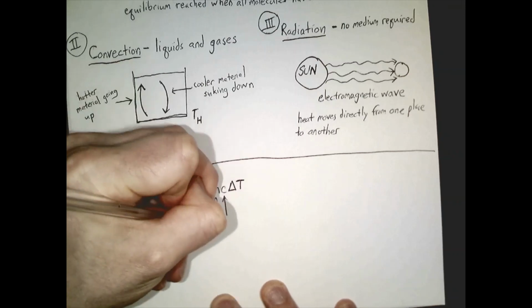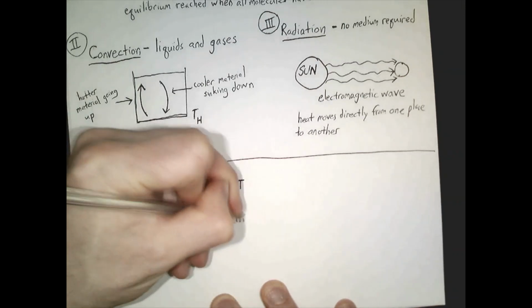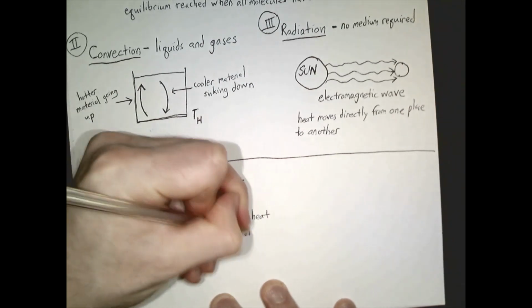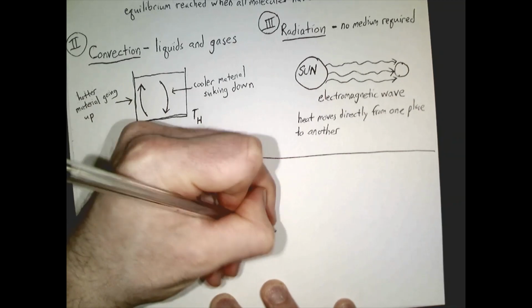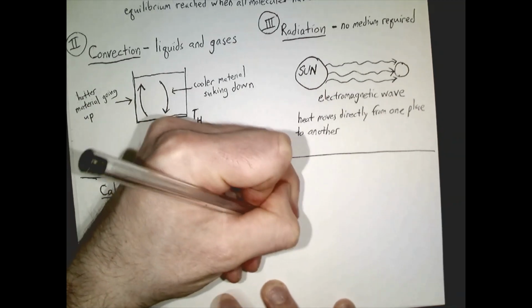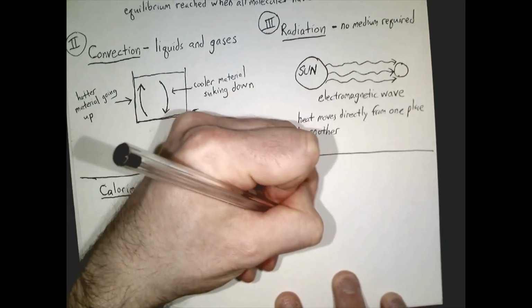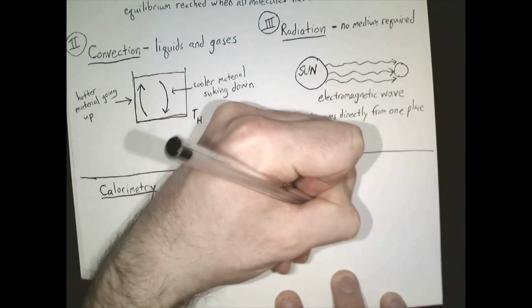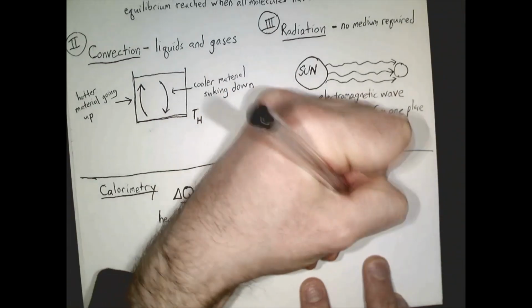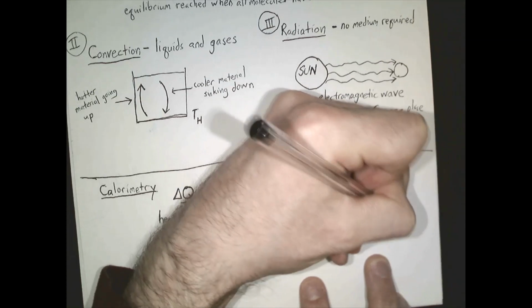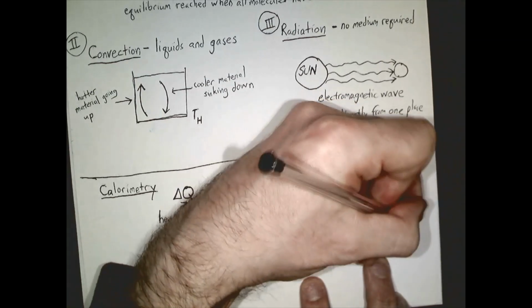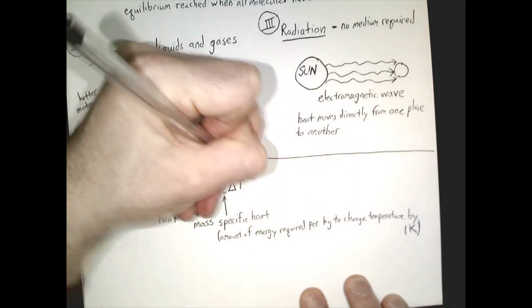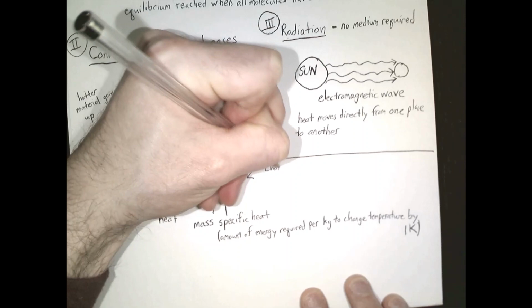This value c here is known as the specific heat of the material. That is the amount of energy required per kilogram to change temperature by 1 Kelvin, which incidentally is also 1 Celsius. And delta T here is the change in temperature.